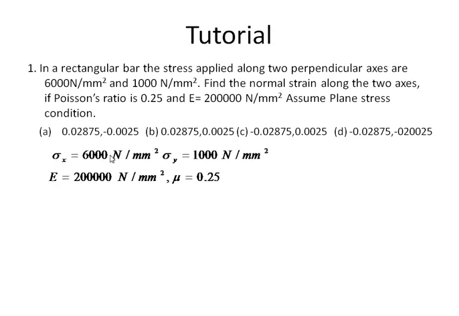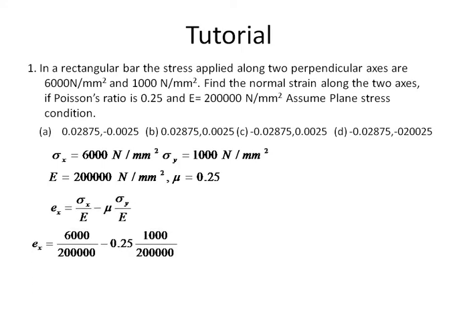the sigma x is given, so this is one of the stresses, and sigma y is given, that is another stress, and the Poisson ratio and Young's modulus values are given. So now we want to find the normal strain, in the sense Ex and Ey, and gamma xy we call it as the shear strain. So now our question is, we are asked to find Ex and Ey.